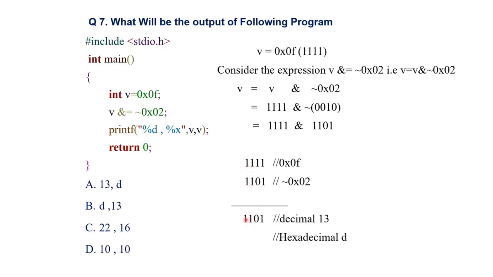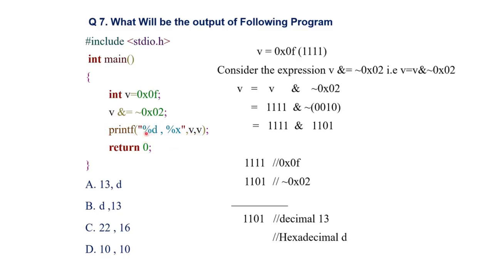So the AND result of this expression is 1101, which is equal to decimal 13, and it is equivalent to the value D in the hexadecimal number system. Hence this value 13 will be stored in variable v, and by the next statement the value of v will be displayed in decimal format.